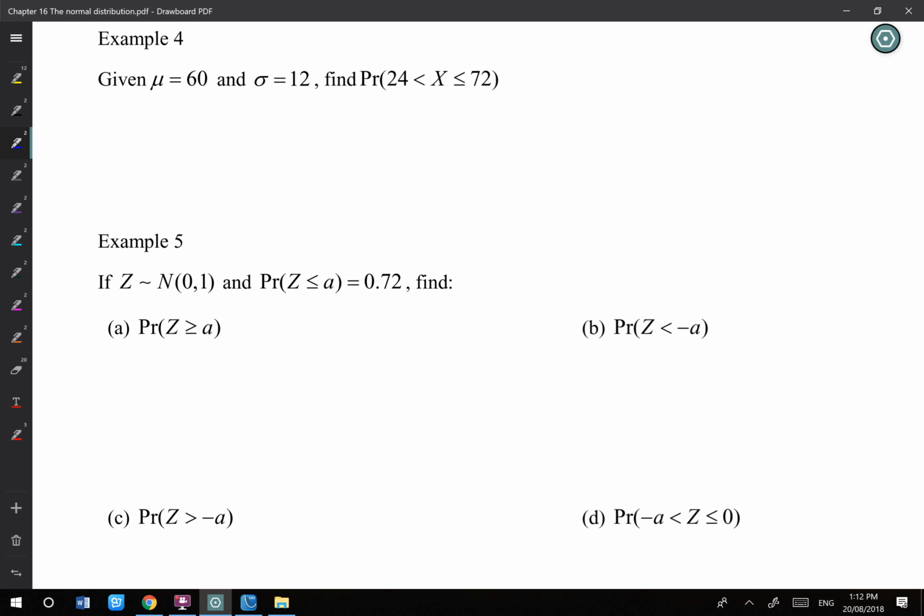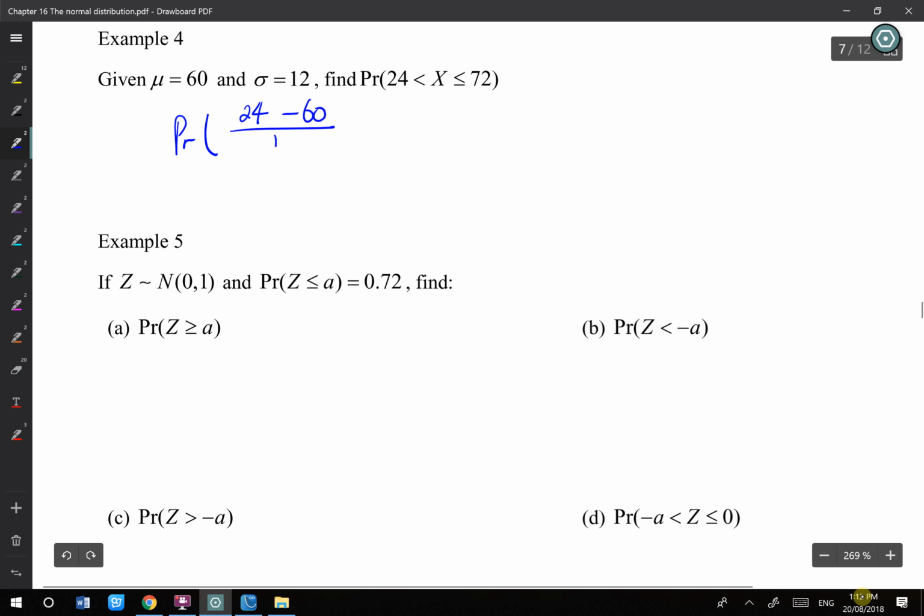Well, next question is the same. I have mu, I have standard deviation. I want to find the probability in between that. 24 minus 60 divided by 12. Then 72 minus 60 divided by 12.